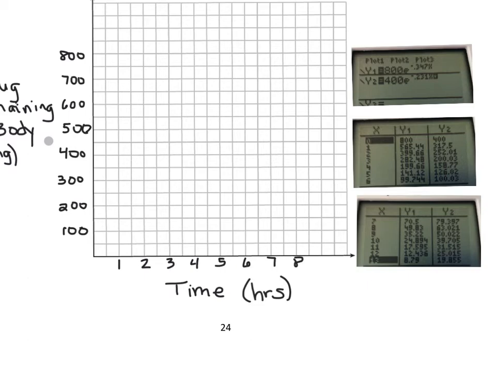So for example, let me start with patient A. I'm going to plot the point (0, 800). So I'll go to (0, 800) and plot a point.